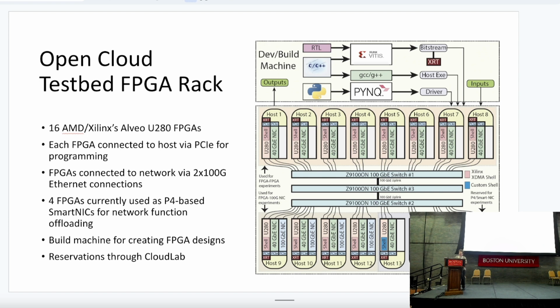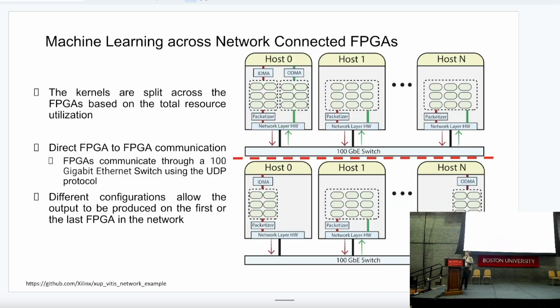So one example that we've been playing around with in my lab is everybody's favorite example, machine learning. I can get better models if they're bigger, so I run them across multiple hosts. They talk directly to one another across the network. The processor sends off the initial data and gets the results, but all the intermediate work is done by direct FPGA to FPGA communication.